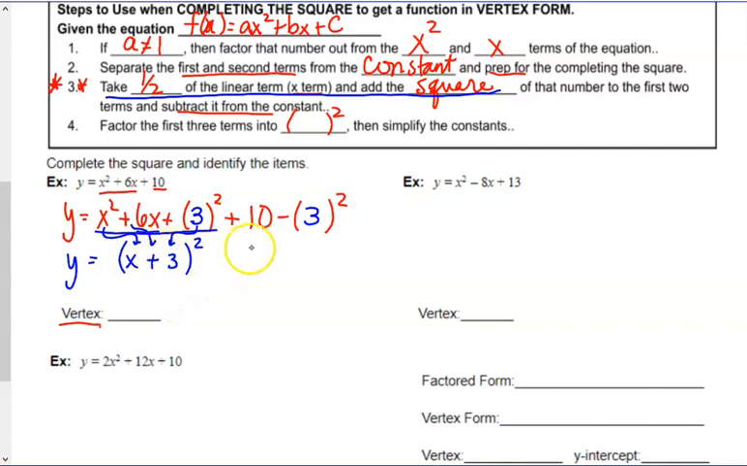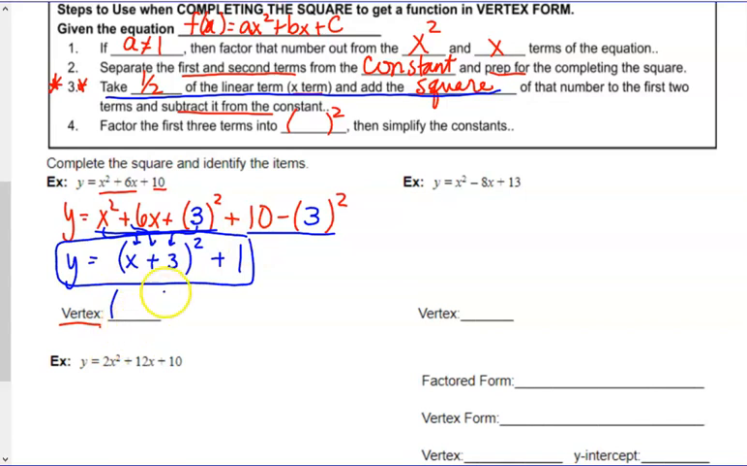Once I've established this, now we get to clean this up. So I get 10 minus 3 squared, which that is 9. So 10 minus 9 is a plus 1. And this piece right here is my vertex form that I can now find my vertex.